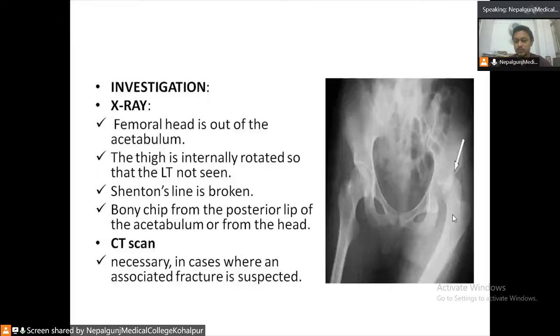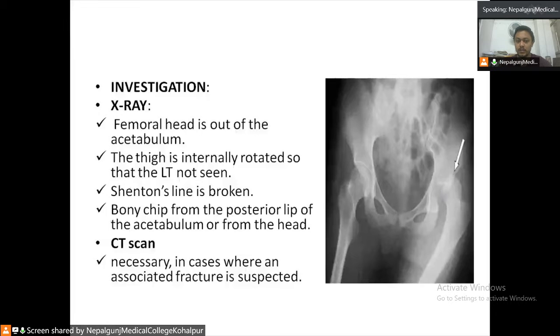So coming to Shenton's line, it is just an imaginary line. If you draw an imaginary line from the medial cortex, the medial part of the neck, starting from the neck and continuing to the inferior border of the superior pubic ramus, this is Shenton's line. So coming to this side, Shenton's line is broken.